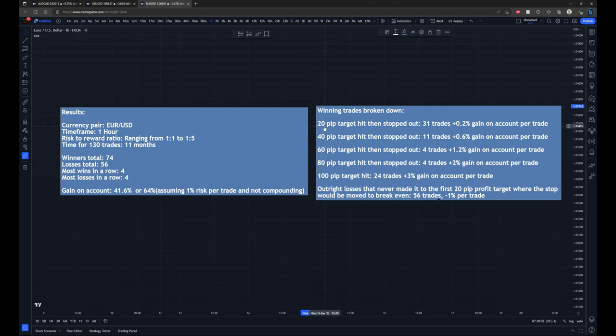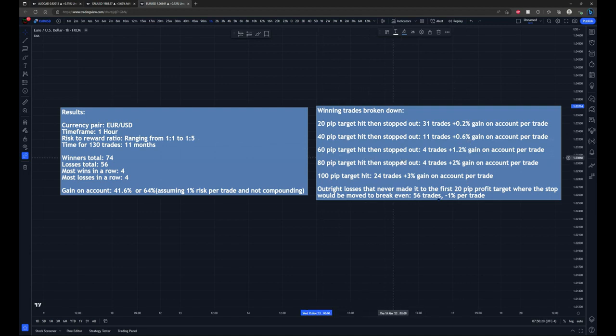So 20 pip target hit and then stopped out at break even, 31 trades, which each time this happens, we have plus 0.2% gain on the account because we're only closing 1/5 of the trade at this first target, right? 40 pip target hit, then stopped out at break even after that. 11 trades out of the 130, plus 0.6% gain on the account per trade each time this happens.